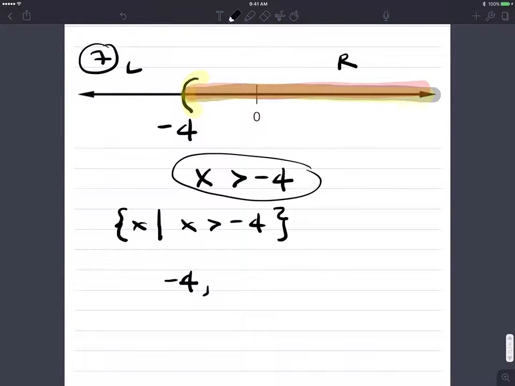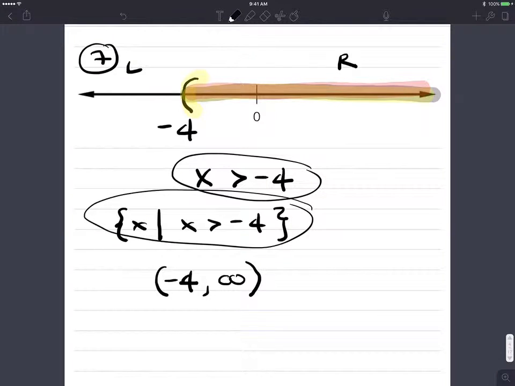Now, infinity is not a number, it's an idea. We could never assume the value of infinity, so we're going to use this parenthesis to describe just that. And because we did not include -4, we also use our parenthesis around that -4 as well. So what you're looking at is the shaded graph in terms of set notation and now interval notation.